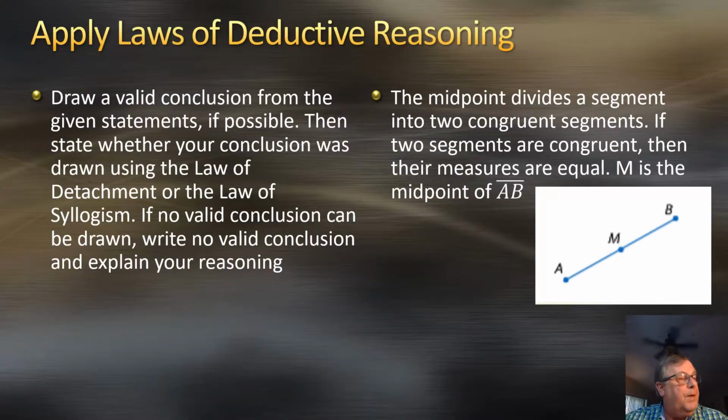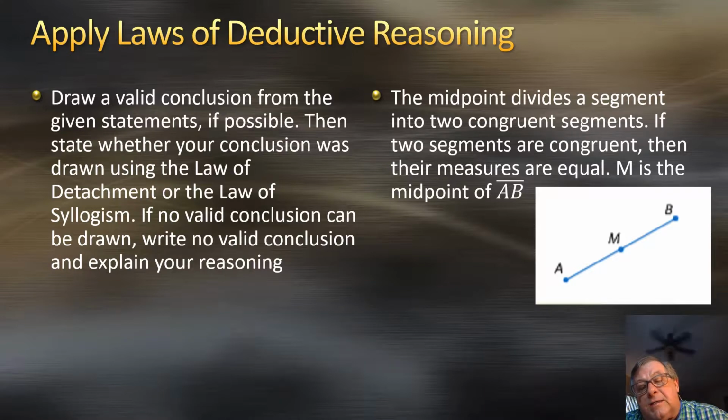We apply what we've learned about the law of detachment and the law of syllogism to develop a deductive reasoning argument and conclusion. So here are our instructions. Draw a valid conclusion from the given statements if possible. Then state whether your conclusion was drawn using the law of detachment or the law of syllogism. If no valid conclusion can be drawn, write no valid conclusion and explain your reasoning.